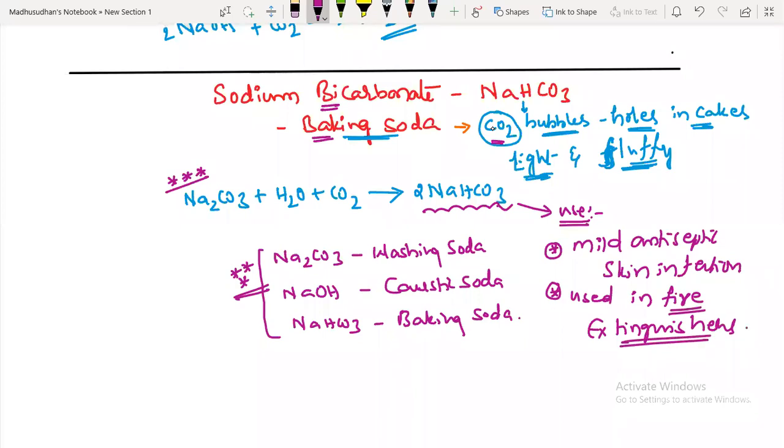So, a very important point. This is sodium bicarbonate. Just as carbon dioxide is used as a fire extinguisher, sodium bicarbonate is also used as a fire extinguisher. Okay. Main components in fire extinguishers.